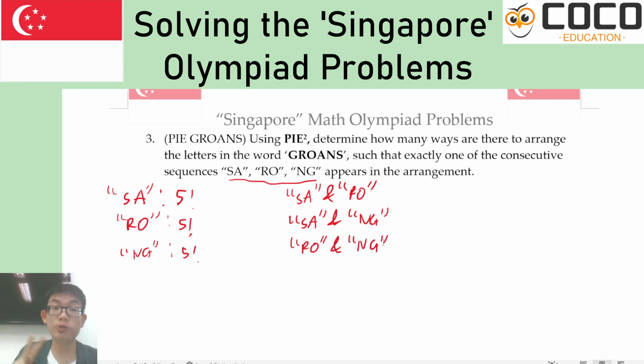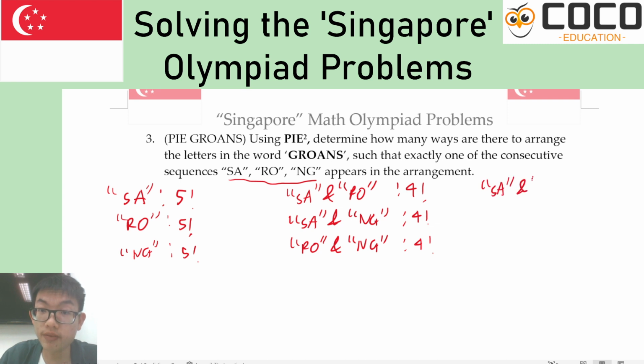So 2 pairs and 2 single letters are 4 objects. There would be 4 factorial ways to arrange them. And if you insist on all 3 of them, then there are just 3 pairs to arrange, which is 3 factorial. So this is not the big problem. The big problem is in how are we going to put these things together?